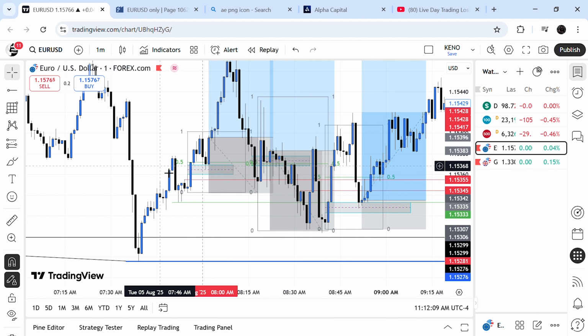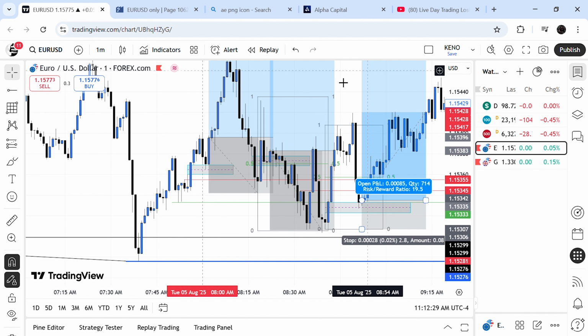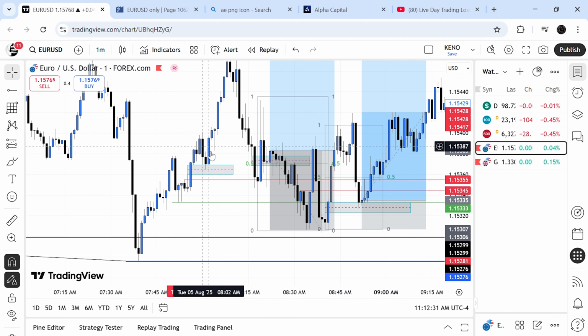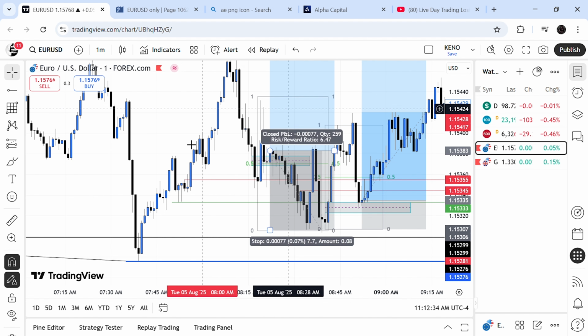But after doing this recap, I can actually see some of the mistakes I made. This equilibrium wasn't really valid because market closed underneath it, but the fair value gap was. So that's a mistake. So this was the first trade I lost. Just go ahead and close this out. That was the first trade.